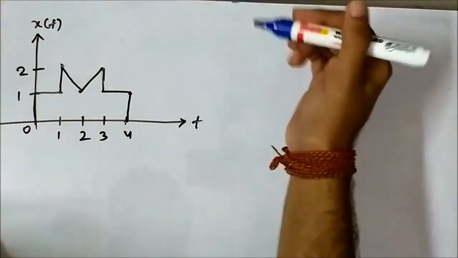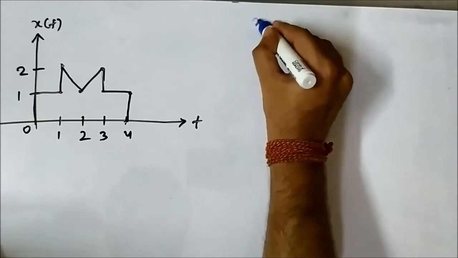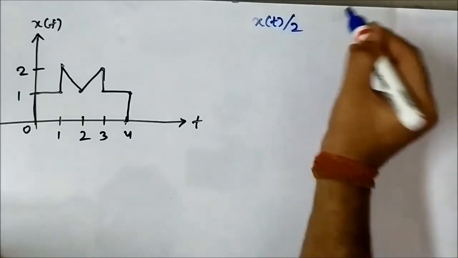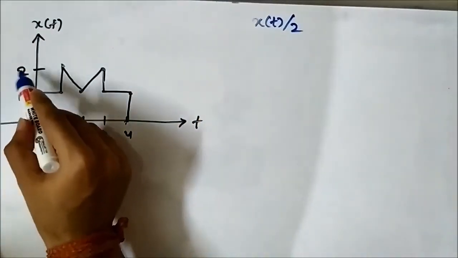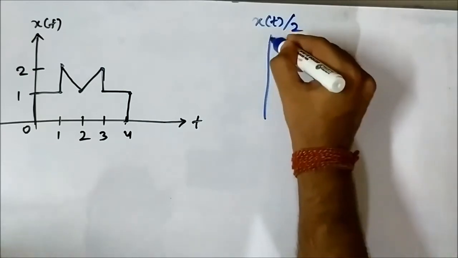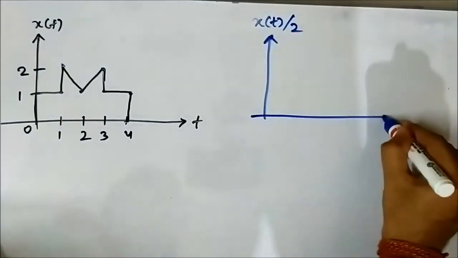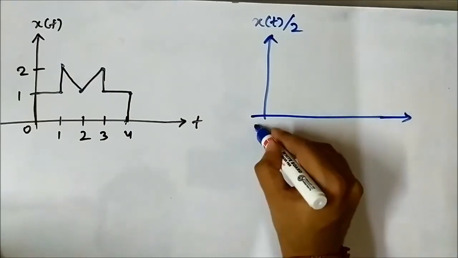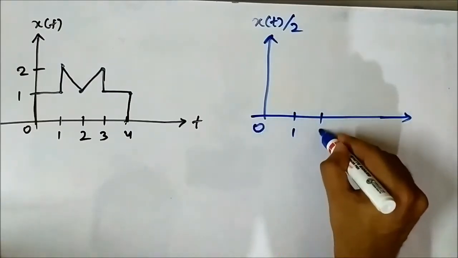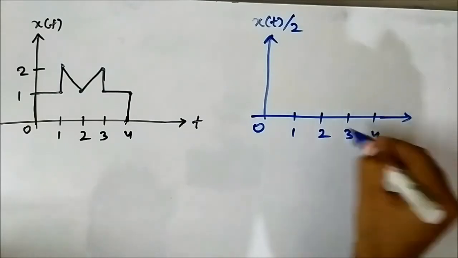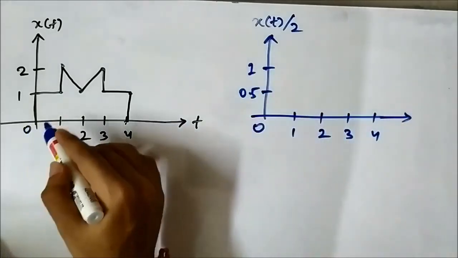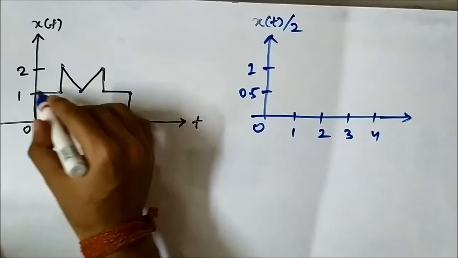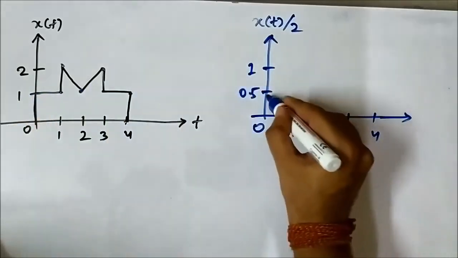Now the same signal we scale down by a factor 2, that is x(t)/2. So we have to do the same with the amplitude. We'll scale it, so 1 will become 0.5 and 2 will become 1. That will be the peak variation. So at the different points, 1, 2, 3, 4, this is 0.5, this is 1. At t equals 1 the amplitude is 1, so it will be 0.5 in this case.